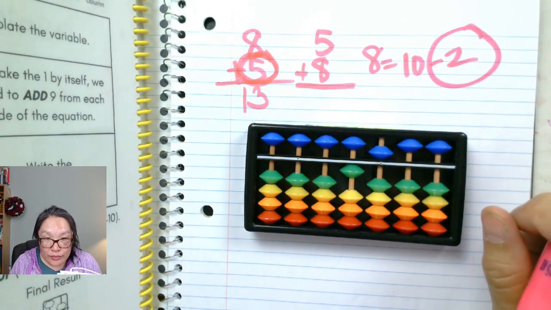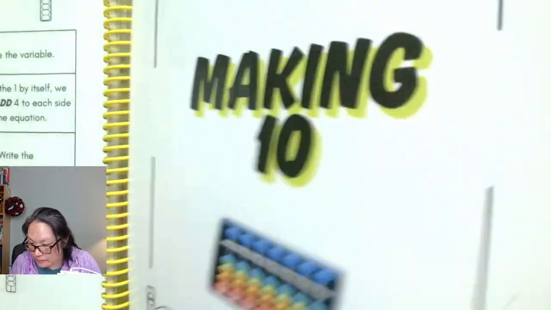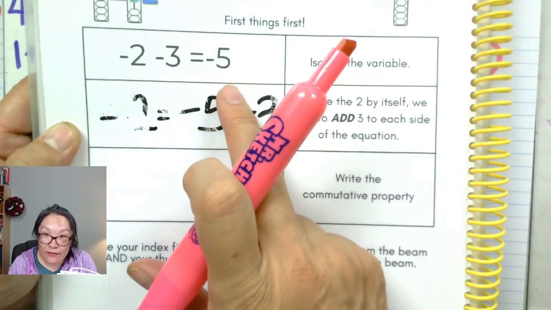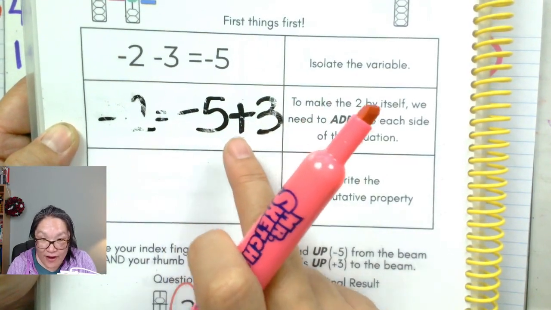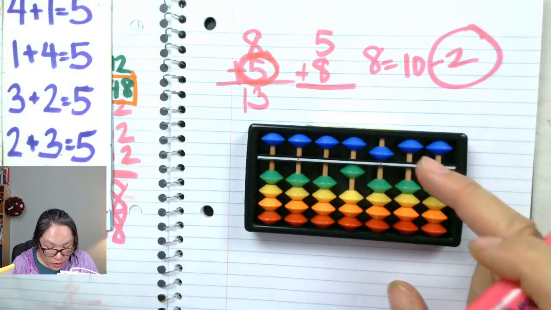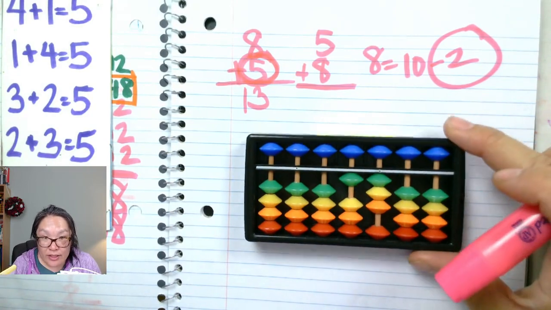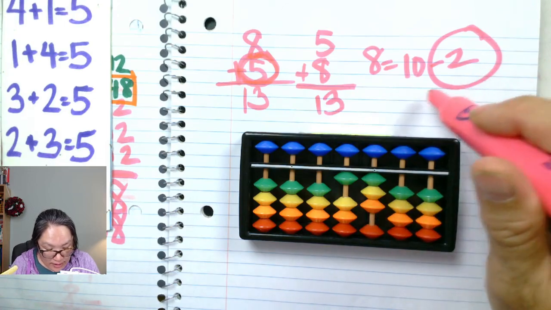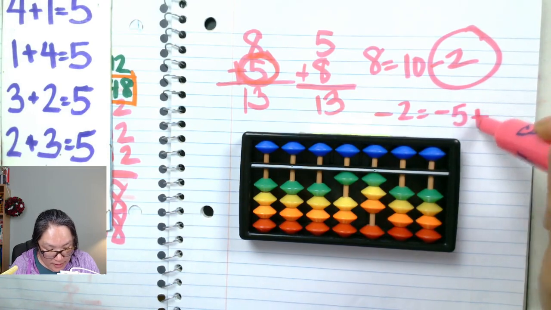What do I do? This is where we do the other one. This is where we do minus the 5. So we're going to minus the 2 equals to minus the 5 plus the 3. So what we're going to do is minus the 5 plus the 3. My final answer is 13. So what I did here was minus the 2 is equal to minus the 5 plus the 3.